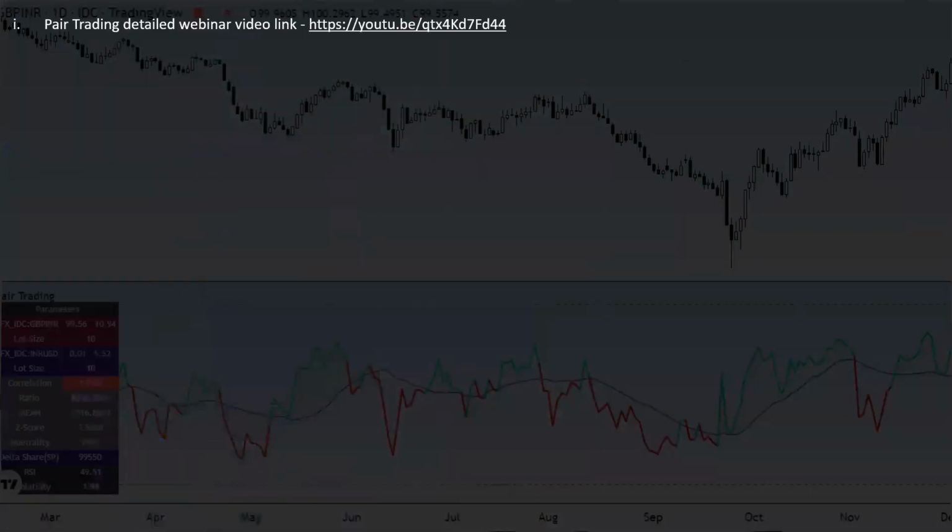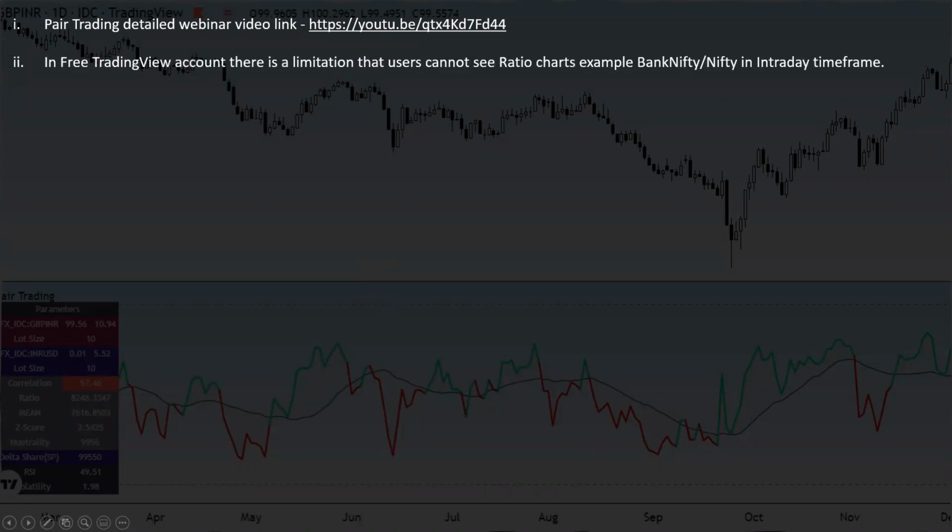Now, pair trading ka detailed video ka link is this one. Please watch this video first. Then only you'll understand how this indicator works. I explained in very depth in that video.